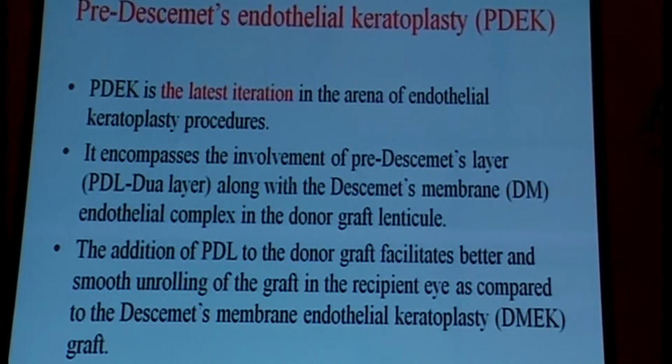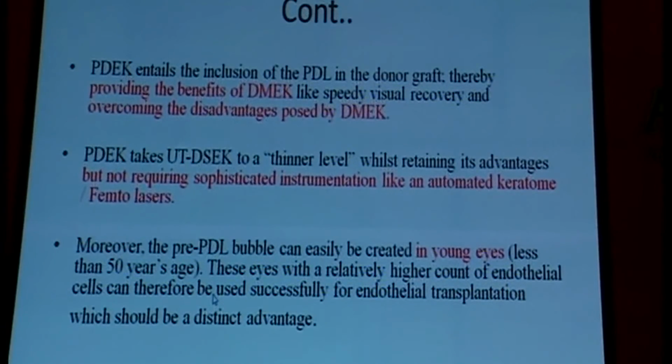It involves the pre-Descemet's layer, which gives sufficient strength along with the Descemet's membrane and endothelial complex in the donor graft lenticule. The addition of the pre-Descemet's layer to the donor graft facilitates better and smoother unrolling of the graft in the recipient eye as compared to a DMEK graft. Also, PDEK entails the inclusion of the pre-Descemet's layer in the donor graft, thereby providing the benefits of DMEK like speedy visual recovery and overcoming the disadvantages posed by DMEK.